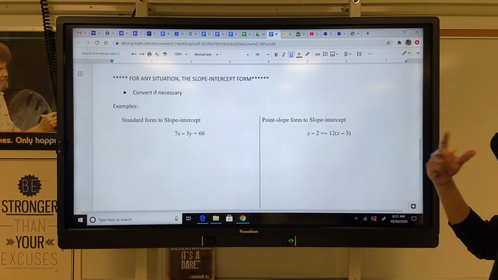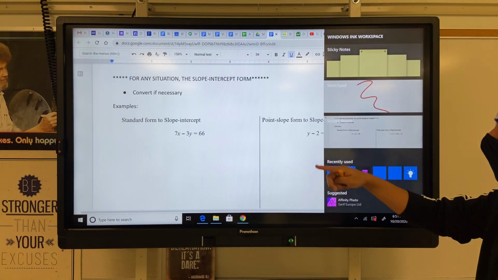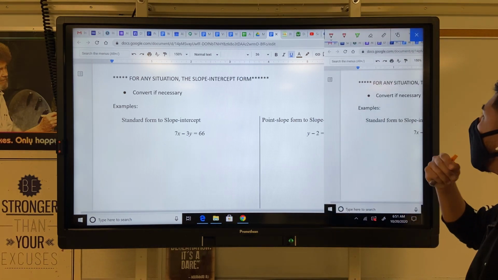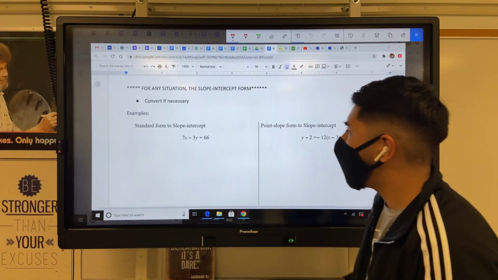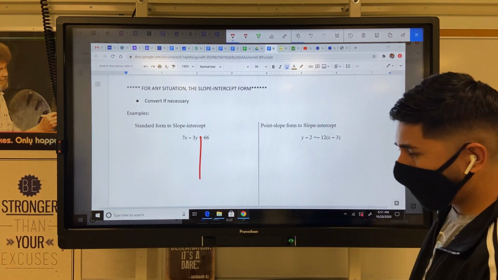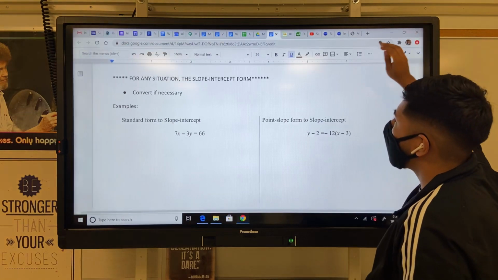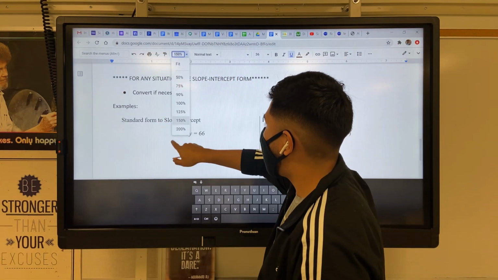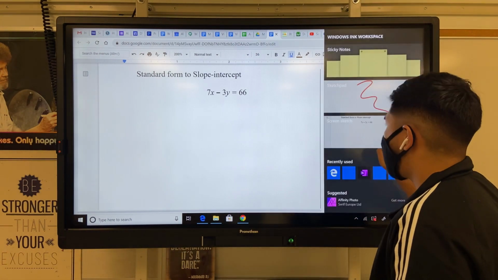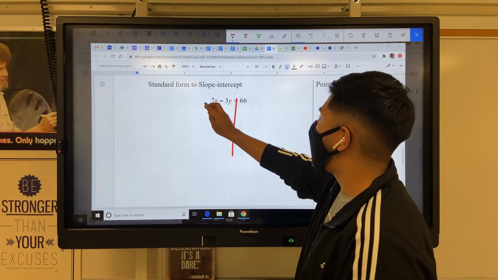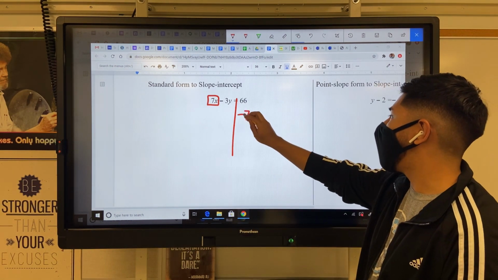Real quick refresher on how to convert. Let's convert these things real quick. I'm going to do the top two, and then you do the bottom two. Please remember, you do the border. Moving your x value, let me zoom in, a little too small. Moving your x value, that's a positive 7x. Throwing it over is negative 7x.